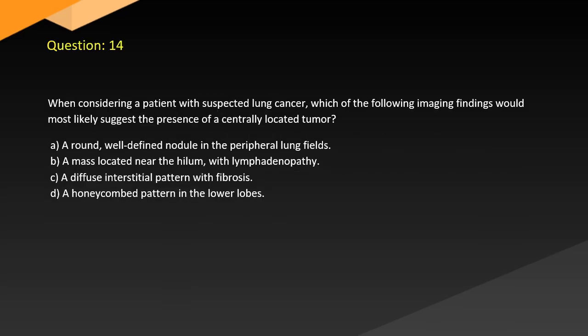Question 14. When considering a patient with suspected lung cancer, which of the following imaging findings would most likely suggest the presence of a centrally located tumor? A. A round, well-defined nodule in the peripheral lung fields. B. A mass located near the hilum with lymphadenopathy. C. A diffuse interstitial pattern with fibrosis. D. A honeycombed pattern in the lower lobes?